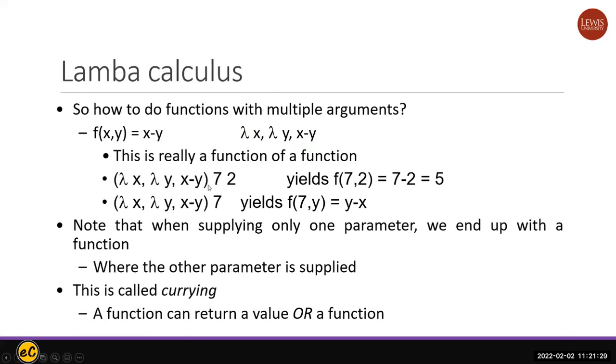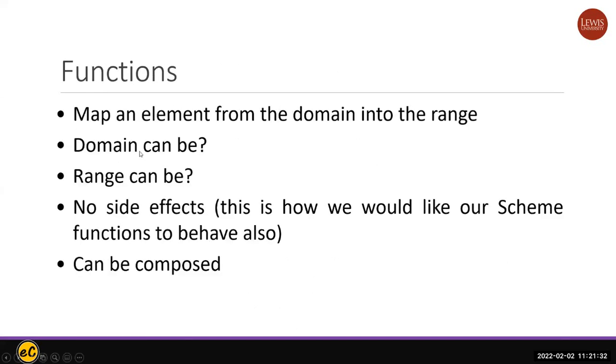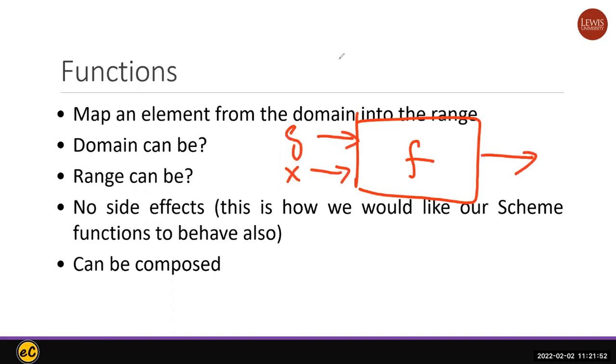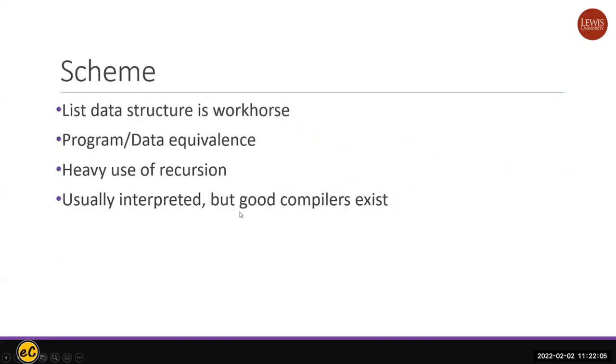Let's continue. A function maps an element from a domain to the range. That's called a function. You have to know about your domain and range. But remember that in functional programming, you can put another function or data, and then you can create a function, or you can create some value. So that's functional programming, and we assume no side effect and can be composed.